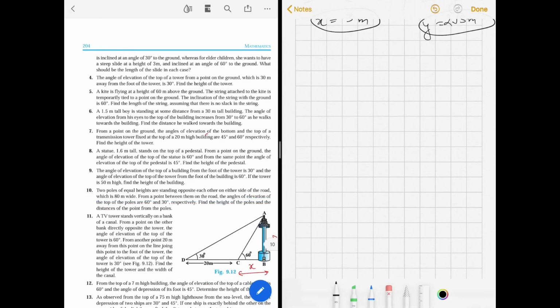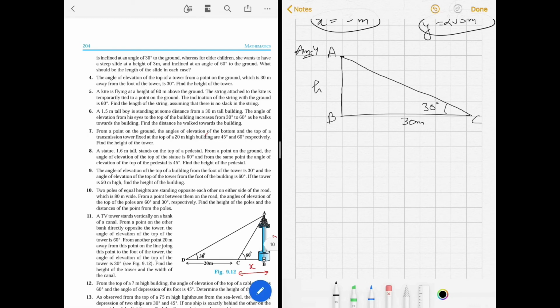Now let us move to the fourth question. The angle of elevation of the top of a tower from a point on the ground, which is 30 meters away from the foot of the tower, is 30 degrees. So this is a tower, this is the top. Someone is looking at this top from a point which is 30 meters away from the foot of the tower. This is 30 meters, and the angle of elevation is 30 degrees. What we have to find out is the height of the tower, AB.